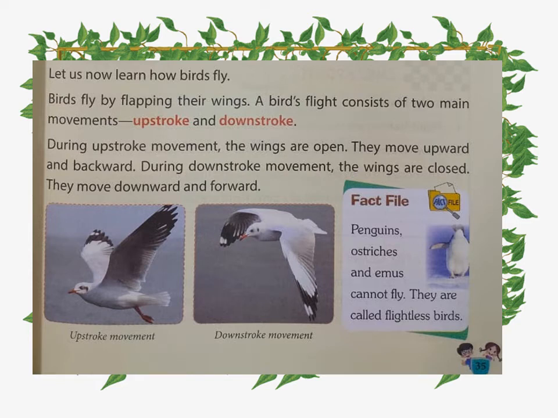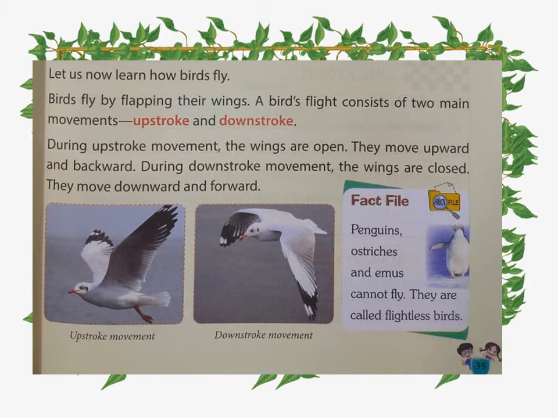Now we will see the mechanism of flying, how they fly. In the previous slide we learned the features which help in flying. Now, how will they fly? Birds fly by flapping their wings. A pair of wings is present in the bird. These wings flap, and a bird's flight consists of two main movements, the upstroke and the downstroke.